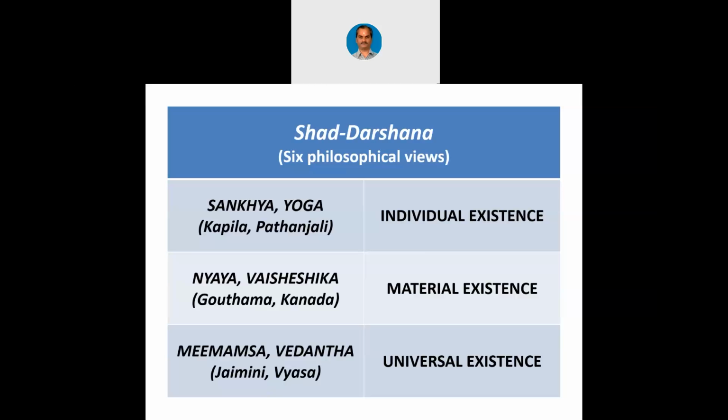Coming to Mimamsa and Vedanta, they discuss more the universal existence. That is, how the universal existence is conscious, and because of its own conscious nature and its own omnipresent existence, how gradually this universal existence itself gives rise to varied forms, living as well as non-living forms.